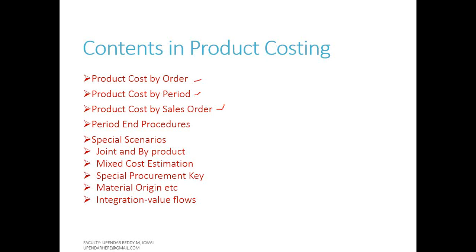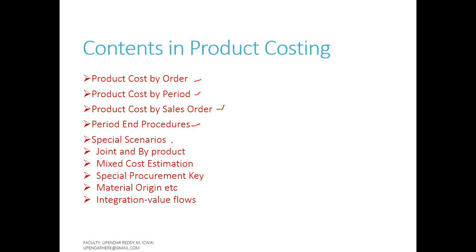Sales order costing: first we create a sales order and it will be integrated with the production order. For all these orders, we are going to learn the period-end procedures, how we calculate work in progress, variance analysis and settlement. These three are very important procedures in product costing. The only values that we calculate here in CO that trigger to FI are work in progress and variance. All remaining values come from different modules to CO, but the only values that update from CO to FI are work in progress and variance.